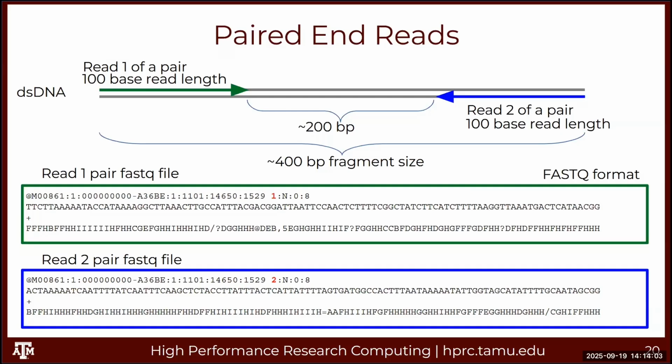You'll get two FastQ files. Read one FastQ and read two FastQ. This is the format. Notice it has the headers the same, except for the one here and the two here. That way you know this is read two. You should have the same number of lines in both these files because, if this is the first entry, this is one fragment of double-stranded fragment. That's the top strand, that's the bottom strand.